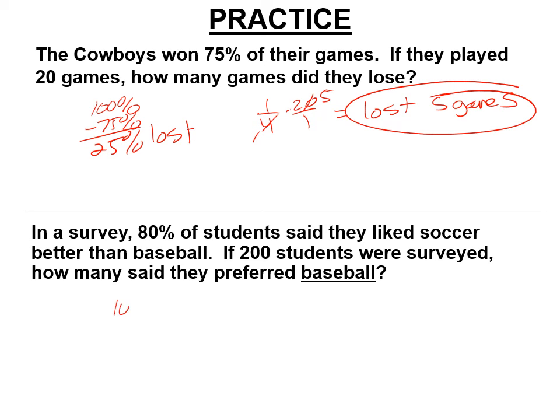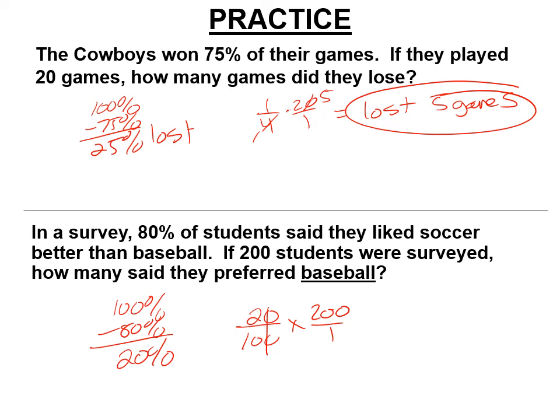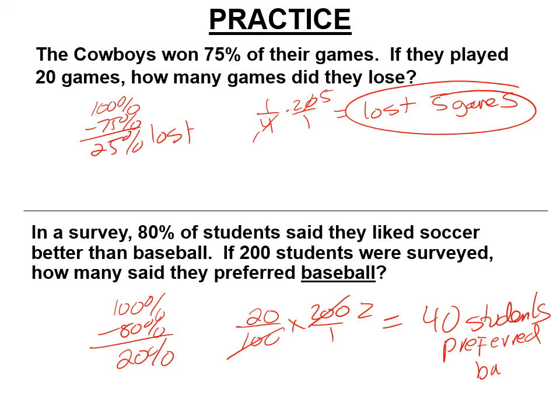All right, so you've got to read these carefully, especially on the test. I don't want the 80%. I want the 20%. So it's 20% of 200. Well, I can just cancel the 100 and 200. Why not? 20 times 2, 40 students preferred baseball. And I have to be less sloppy. The rest preferred, what was it, soccer.